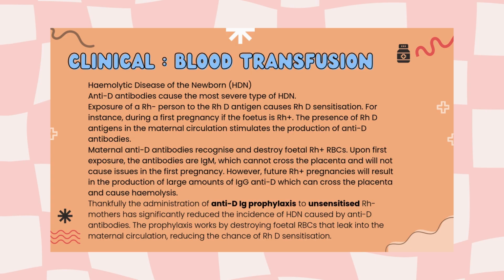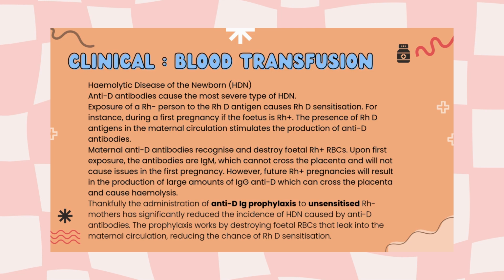Clinical correlation: hemolytic disease of the newborn, HDN. Anti-D antibodies cause the most severe type of HDN. Exposure of a Rh-negative person to the RhD antigen causes RhD sensitization, for instance, during a first pregnancy if the fetus is Rh positive. The presence of RhD antigens in the maternal circulation stimulates the production of anti-D antibodies. Maternal anti-D antibodies recognize and destroy fetal Rh-positive RBCs.